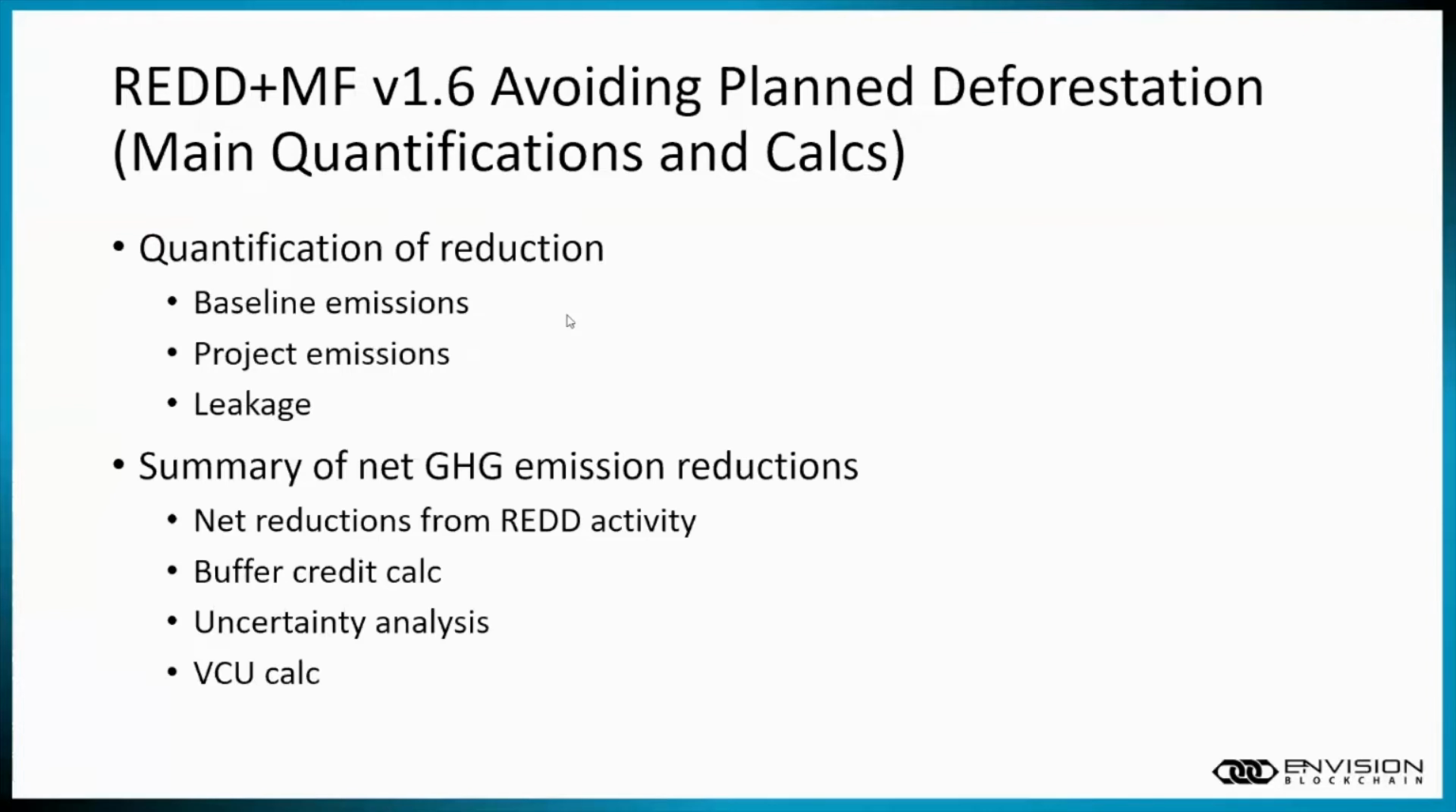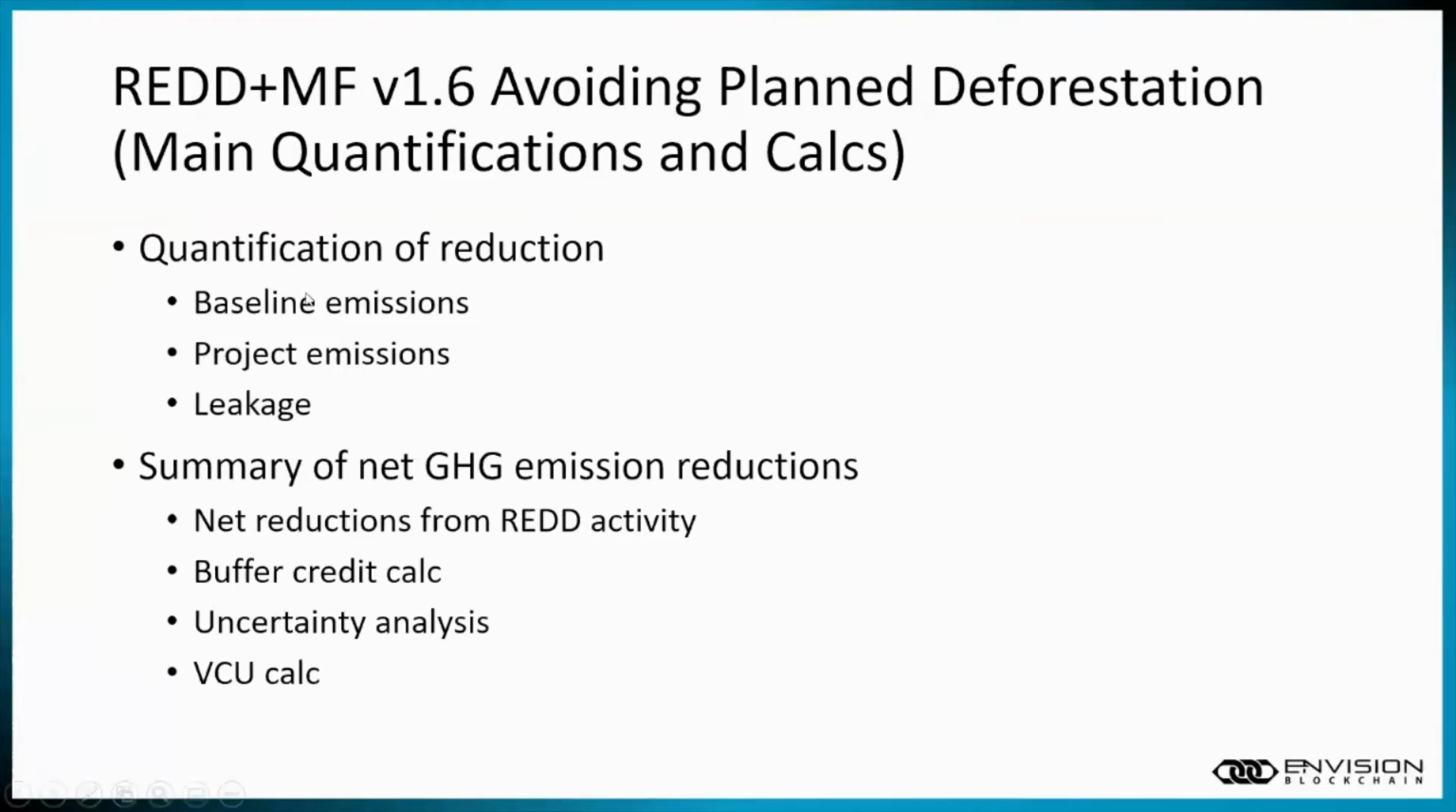estimating and quantifying the baseline emissions, which are the emissions that would have occurred in the absence of the project activities, the project emissions, which are the emissions that would occur with the project, and then leakage, which is emissions that could occur as a result of the project activities, but outside the project boundary. For example, if an area is protected from deforestation, deforestation could actually increase outside of the project area to meet demand for forest products.